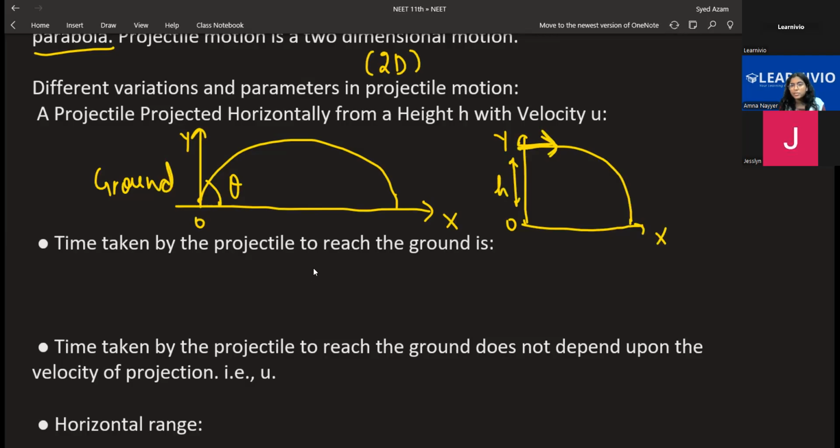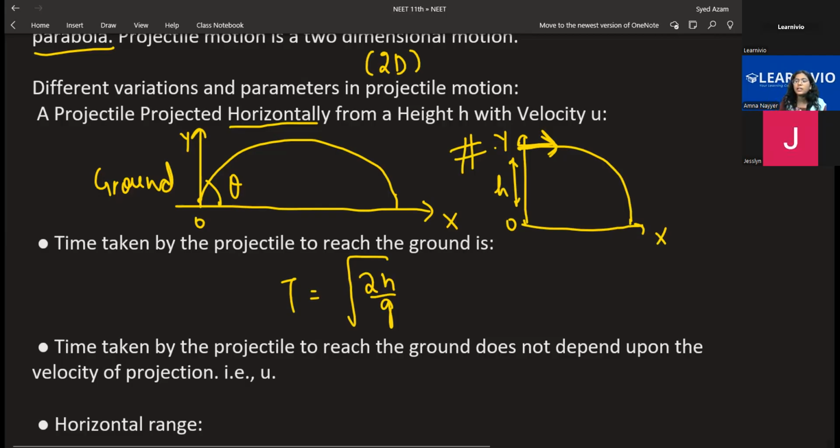So the time taken by the projectile to reach the ground is, yes, Jesleen, what's the value of this? In case of horizontal projection, because I'm talking about horizontal, it is under root 2h by g. This is the projectile's time of flight. The time taken by the projectile to reach the ground does not depend upon the velocity of projection. You see, in this formula we do not have u present. So the time period is straight away under root 2h by g.